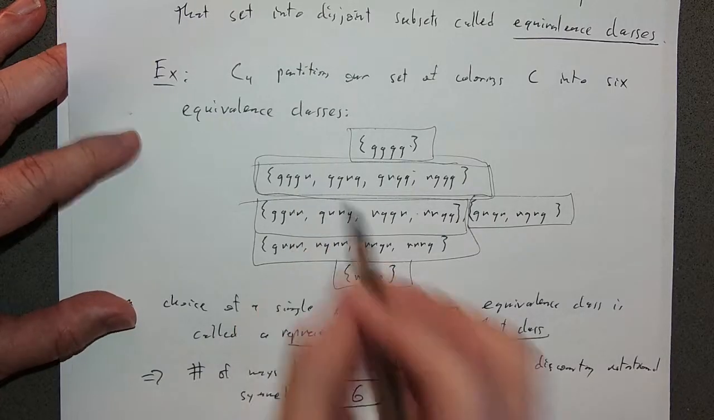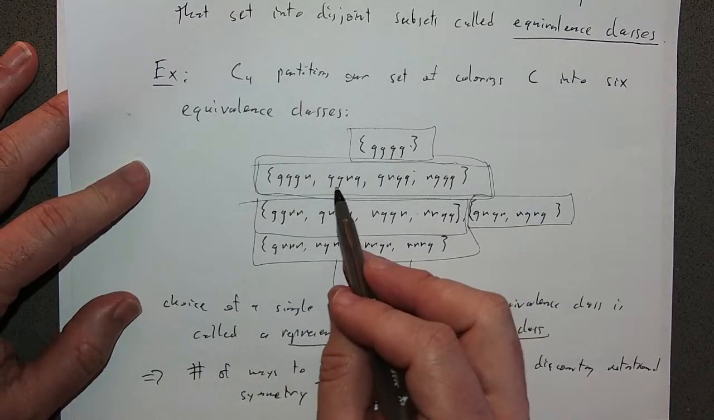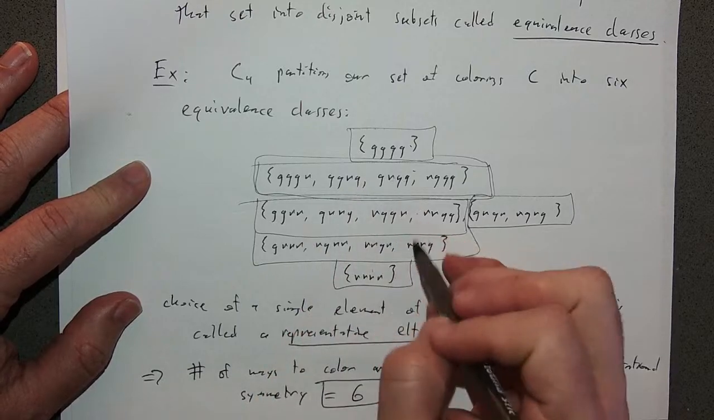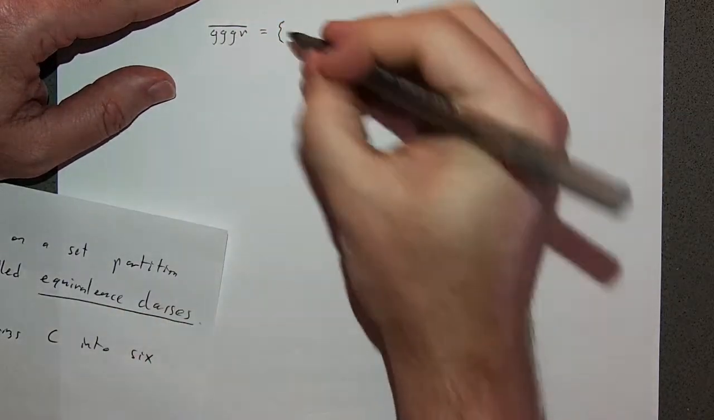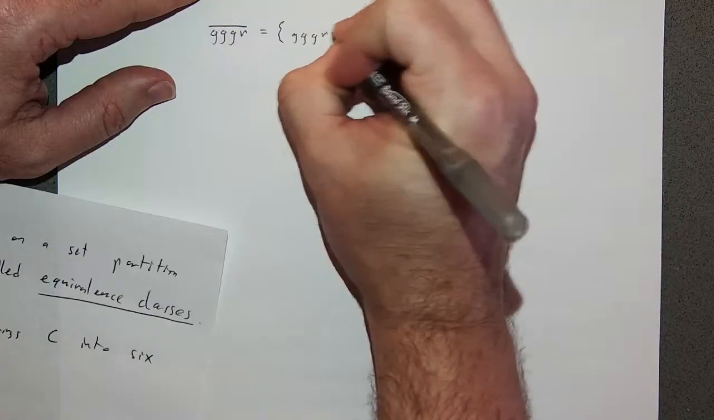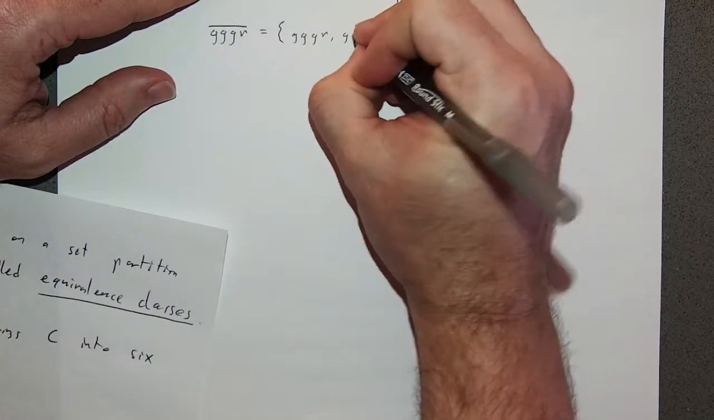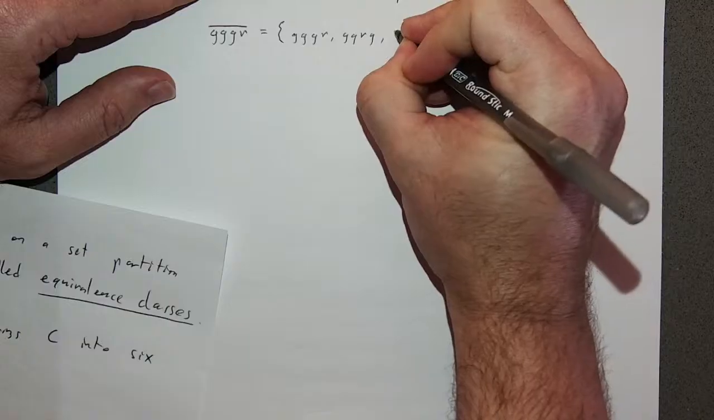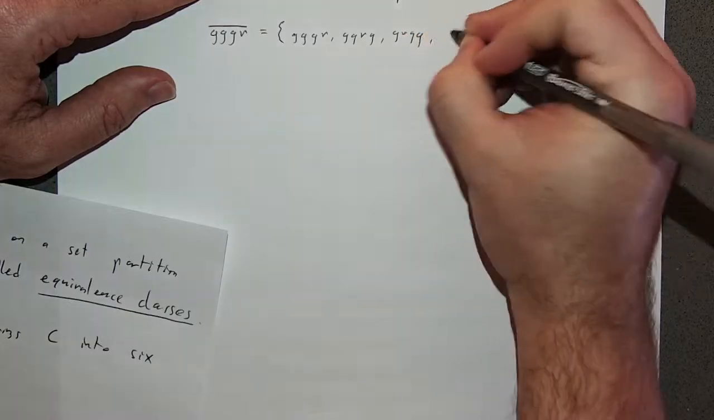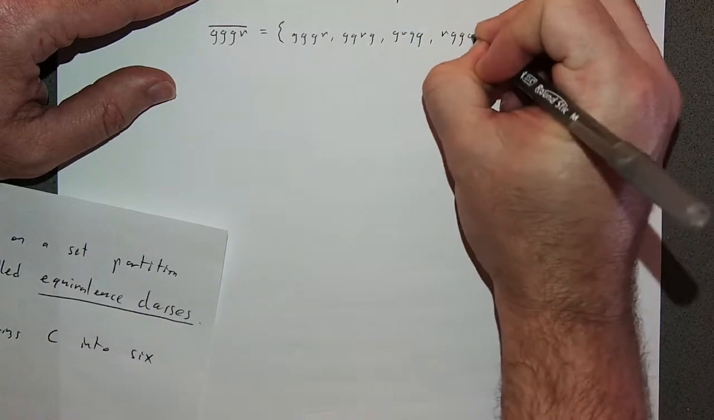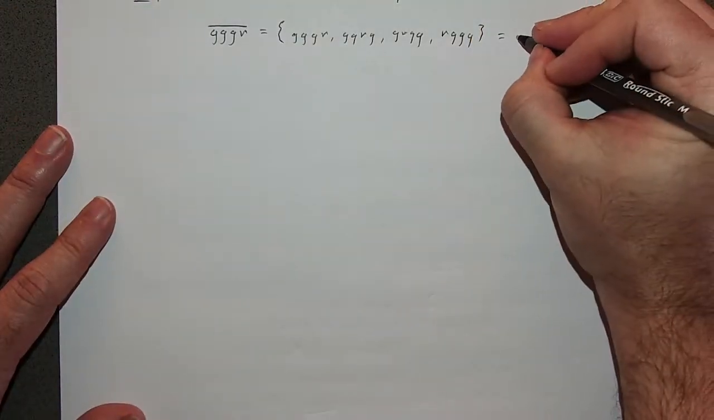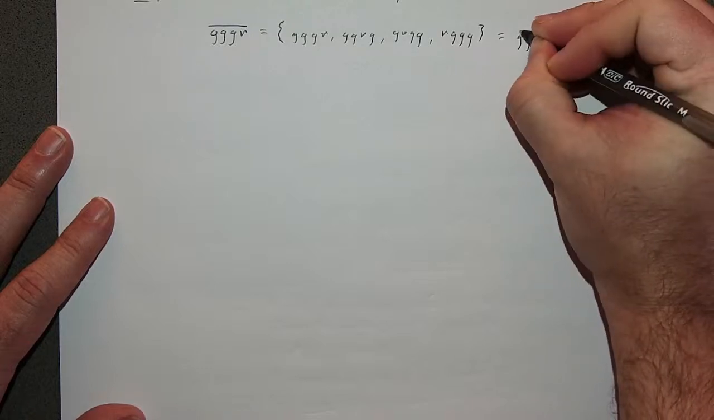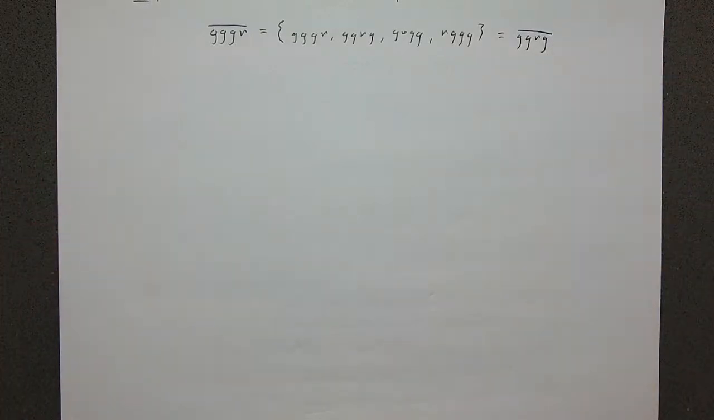Notice that this is the same as the equivalence class of GGRG and GRGG and RGGG. And so this is simply the equivalence class containing GGGR, GGRG, GRGG, and RGGG. If I had chosen any other of those, I would get the same orbit. So this is the same as the orbit of that element, GGRG.